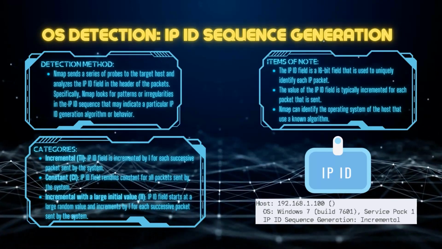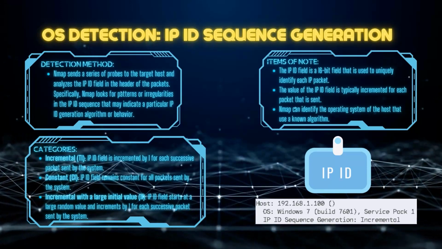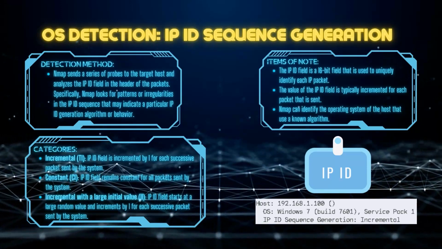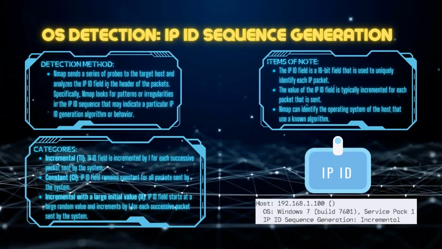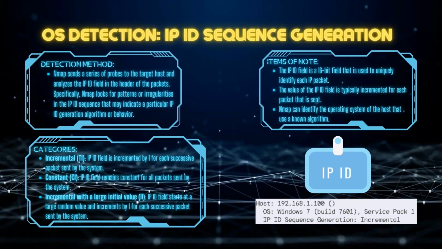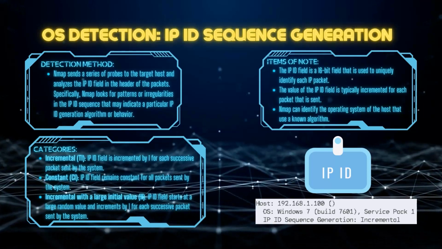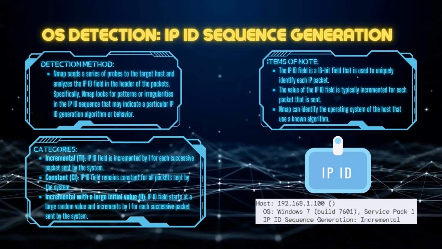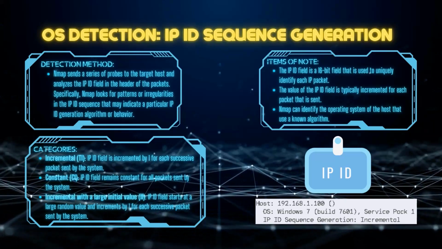Constant, or CI, where the IP ID field remains constant for all packets sent by the system. This algorithm is less vulnerable to idle scan attacks but can still reveal information about the system's traffic levels. Incremental with large initial value, or II, where the IP ID field starts at a large random value and increments by 1 for each successive packet sent by the system. This algorithm is more secure than the incremental algorithm but can still reveal some information about the system's traffic levels.